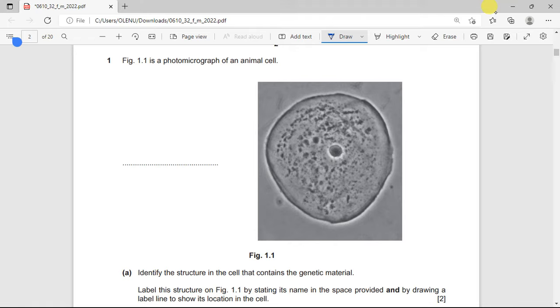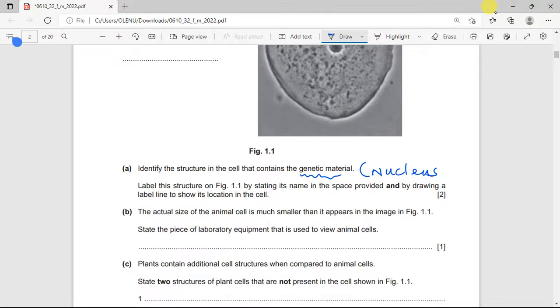The first question is, identify the structure in the cell that contains genetic material. Now, you all know that genetic material is usually found inside the nucleus of a cell. So the question is, label the structure on figure 1.1 by stating the name in the space provided and drawing a label line to show its location.